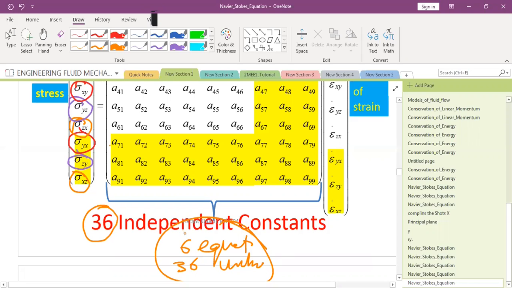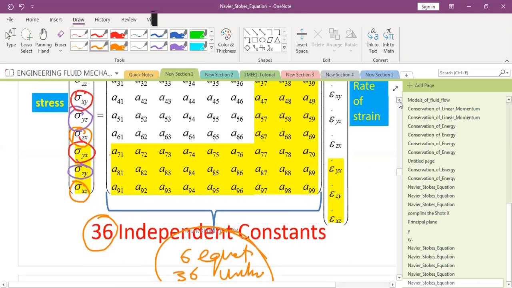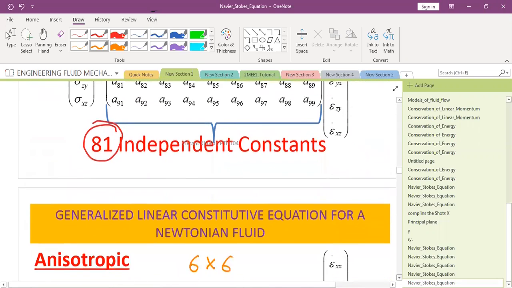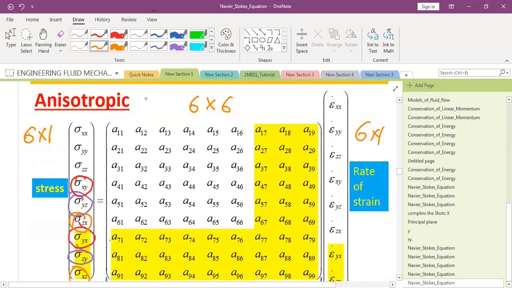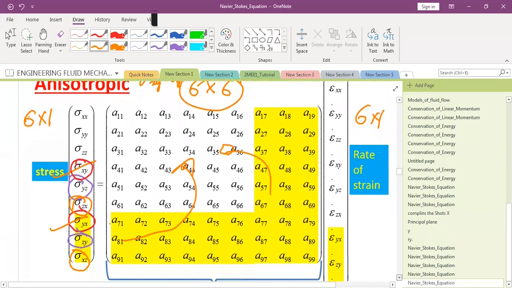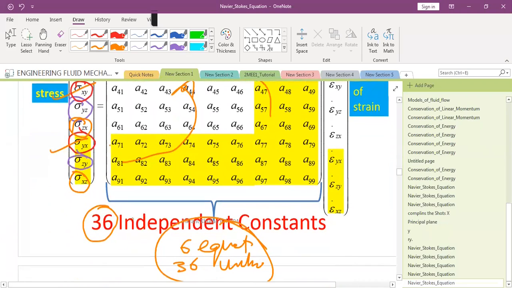In the previous one, what did we do? How did we eliminate the other 3? What we did is we know that sigma xy is equal to sigma yx. So it means these are dependent on each other. So how many independent do I have now? I have 6 into 6, so 36 independent. These are dependent on these only. That is why I'm left with 36 independent constants which I need to find out.